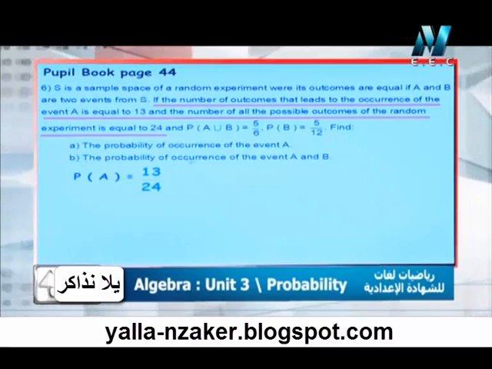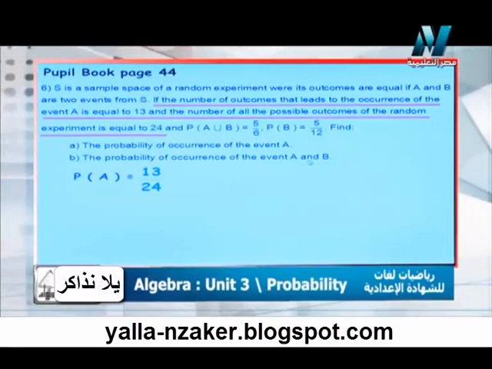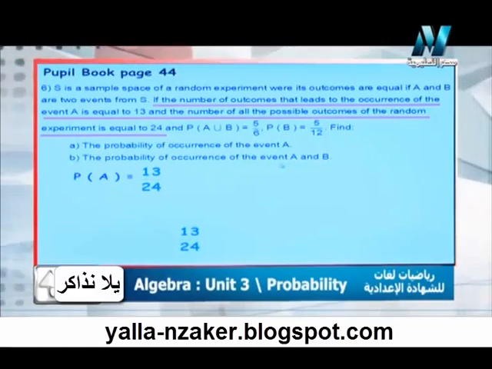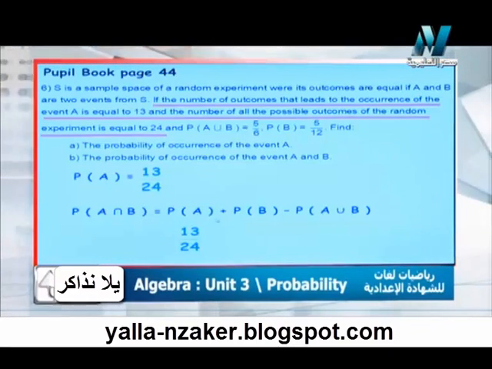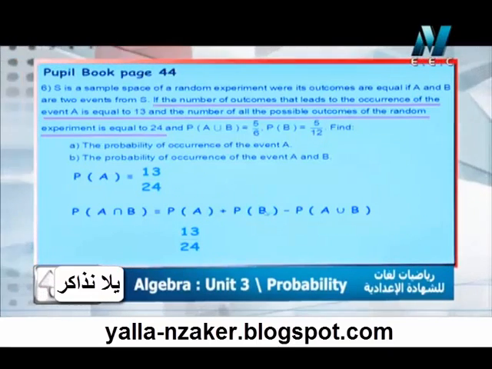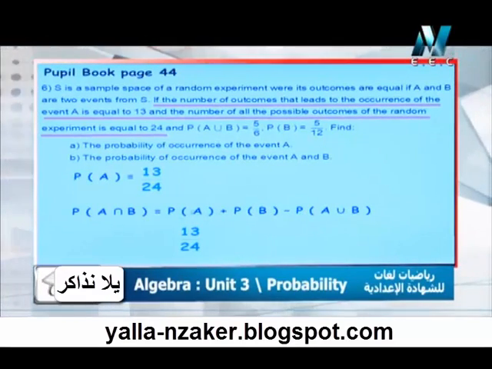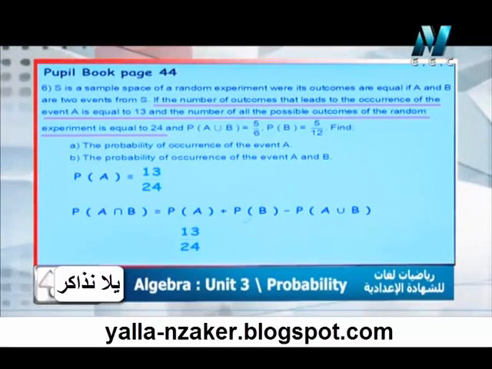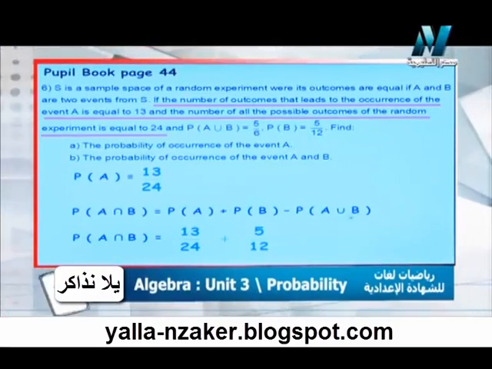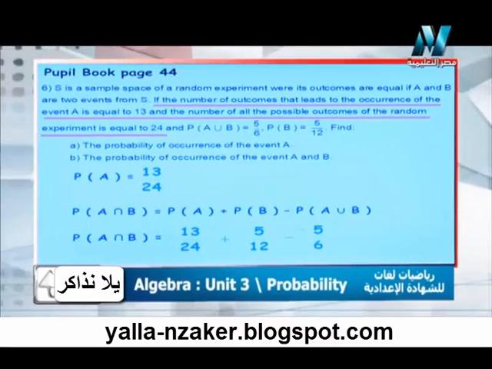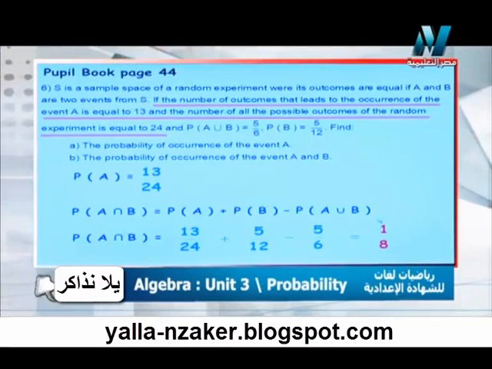The probability of occurrence of event A and B means the probability of the intersection of these two events. The probability of A intersect B equals probability of A plus probability of B minus the probability of A union B. Probability of A is 13 over 24, plus the probability of B given 5 over 12, minus the probability of A union B given in the question, which is 5 over 6, and the answer here is 1 over 8. Very easy and simple question.